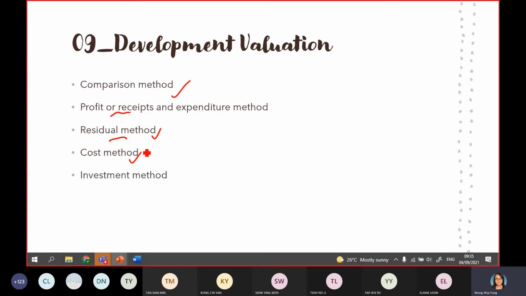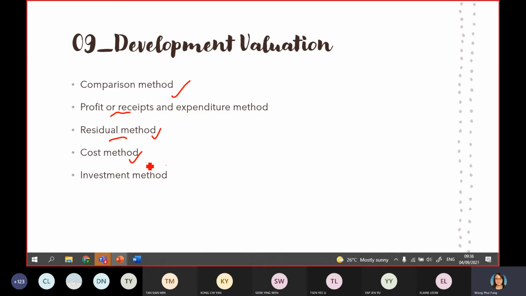And then the cost method is for those properties that do not generate any income, do not have capital value and rental value, and are not traded in the market. Because of this specialized property, you have to use the cost method to divide the property into land value and building value. And for the building value, you should minus depreciation.